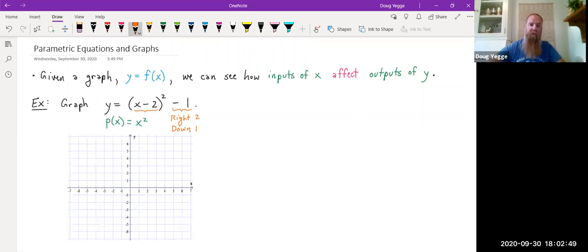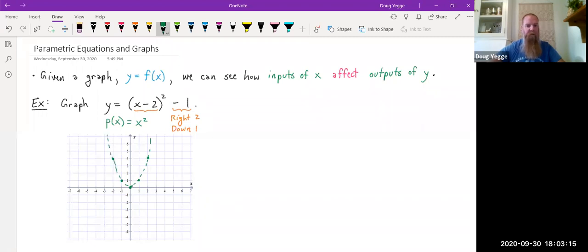So let's take a look at our parent function first and recognize that x squared would have the points 0, 0, negative 1, 1, positive 1, 1. If I went further and plugged in 2, I would get an output of 4. And if I plugged in negative 2, I would get an output of 4 as well. So this would be our parent function that we can now shift to where it needs to be.